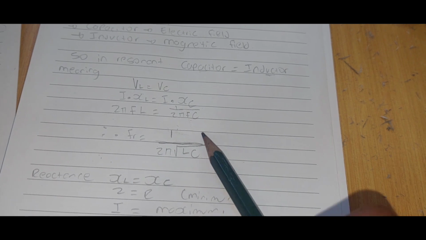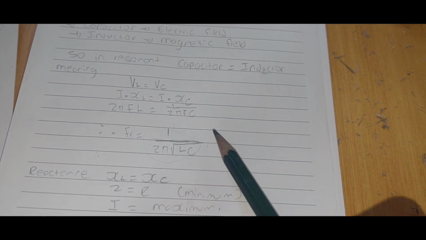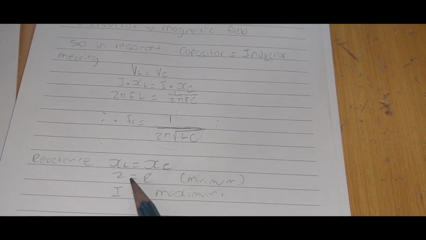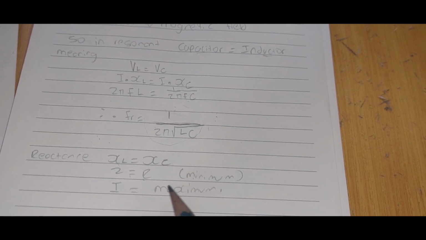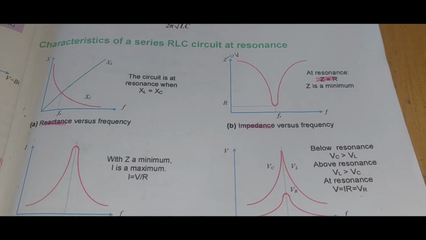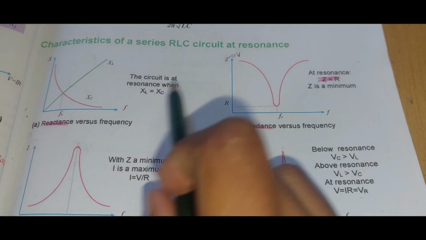And here is the formula and here is the frequency for resonance. We said the reactances are equal, impedance will be equal to resistance at minimum, and current is maximum. Okay, now let's move on to the characteristics at resonance.